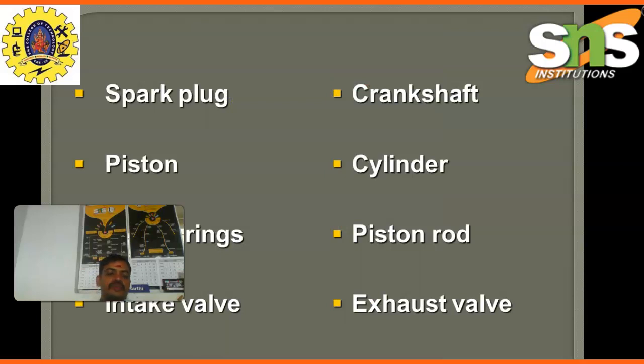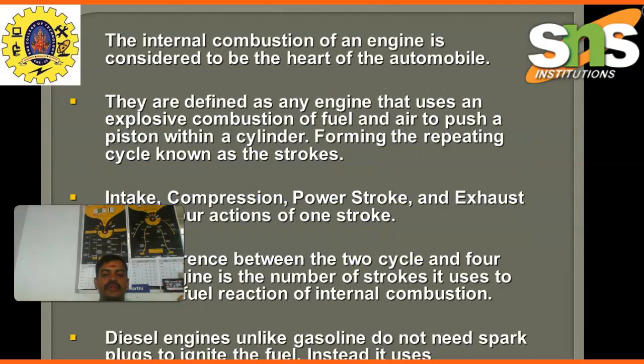The parts: spark plug, piston, piston rings, intake valve, exhaust valve, crankshaft, cylinder, cylinder block, piston rod. The internal combustion engine is considered to be the heart of automobiles. They are defined as any engines that use an explosive combustion of fuel and air to push the pistons within a cylinder, forming the repeating cycle known as a stroke. Intake, compression, power stroke and exhaust are the four actions of one cycle.